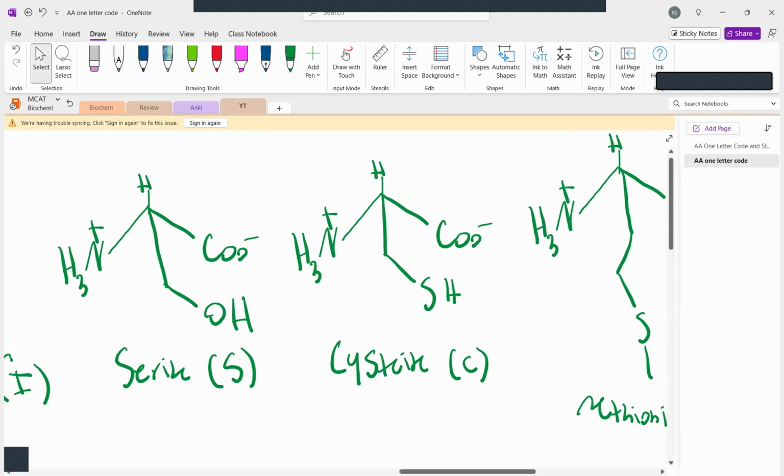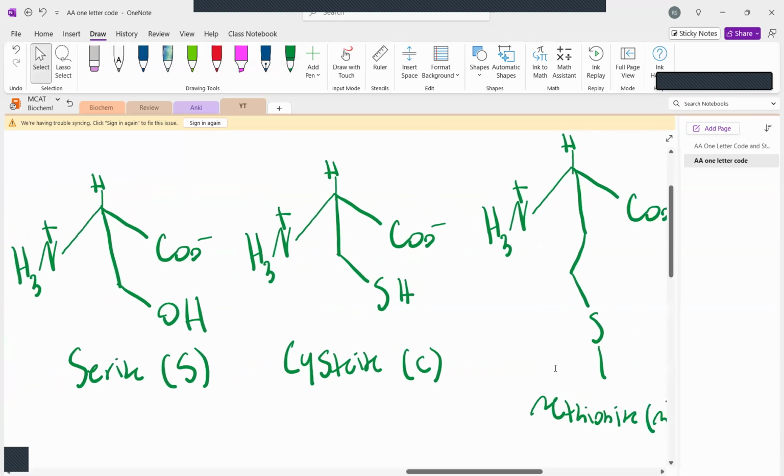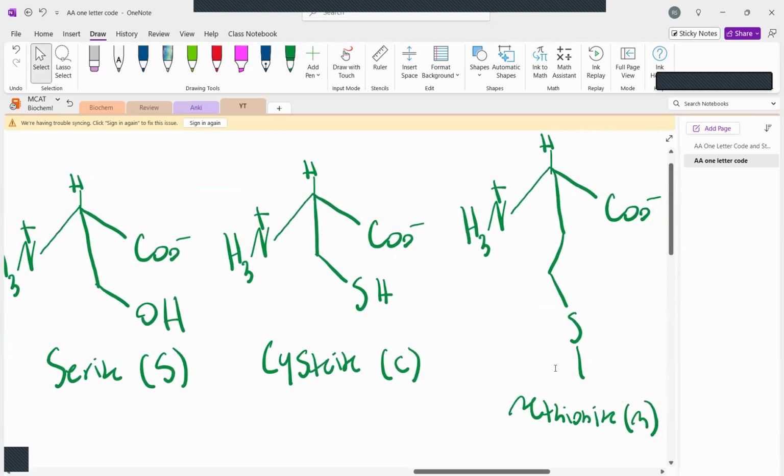So how you can remember, since I always got cysteine and methionine confused just because they have the sulfur: cysteine sounds very similar to serine. Cis, C, like C and S, they're kind of similar. And they both have just that one carbon, and then they have the hydroxyl group or a sulfur group.